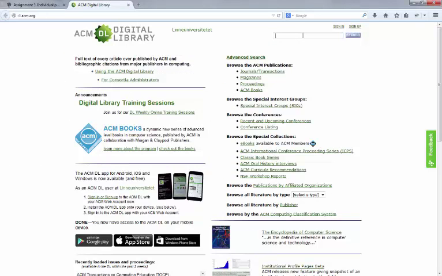I mostly collect my articles on ACM, and we have a search box up here, and you might need to write a more complex search term, but let's just search for test-driven development.